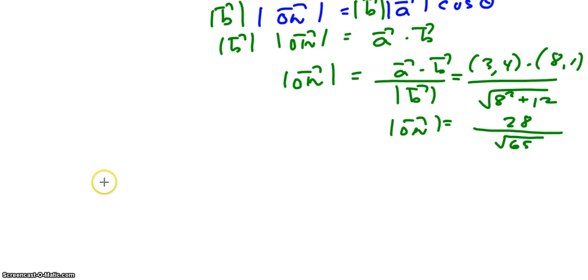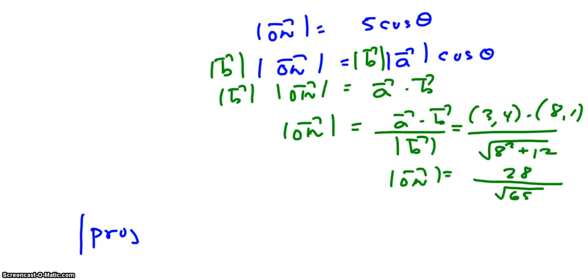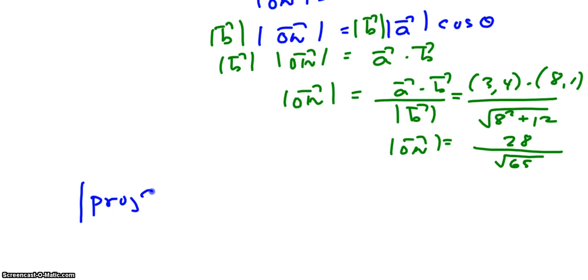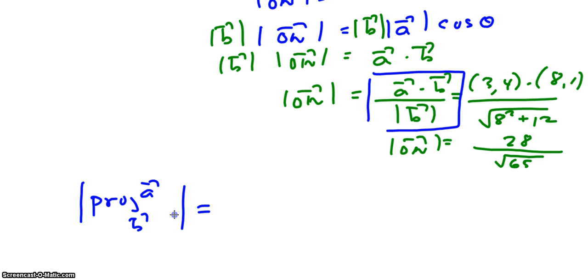So to generalize this, if we want to find the scalar projection of, in this case, what was it? It was A on B. We end up developing a general formula for this. Basically, we're going to take the dot product, A dot B, divided by the magnitude of the bottom vector. This is what it's going to be.